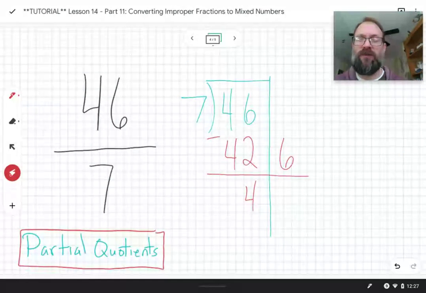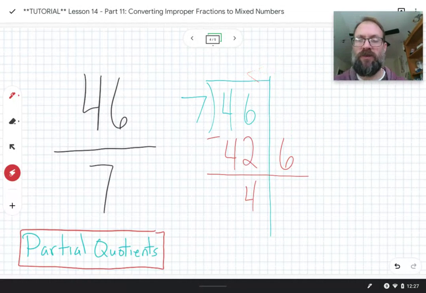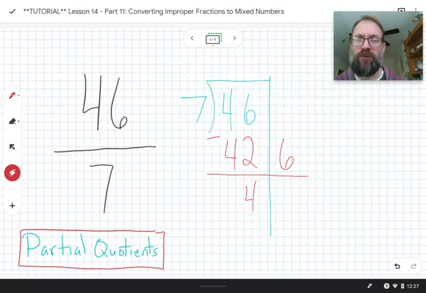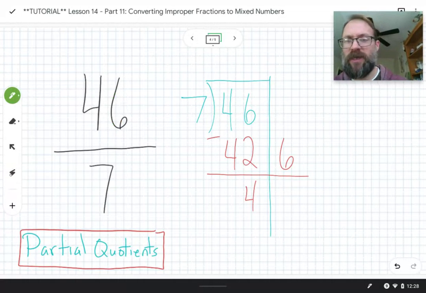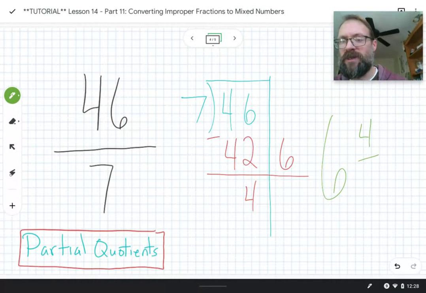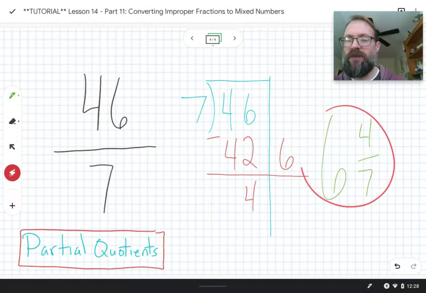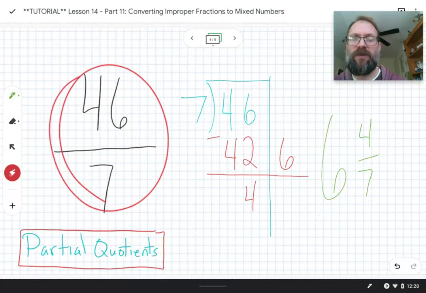So things look a little bit different. The 6 isn't up here as it would be for long division. But this is still our whole number answer. There's still 6 groups of 7 sevenths in 46. So let's go ahead and write our final answer as 6 and 4 sevenths. All right, this is the number of sevenths that are left over right here. That's what goes right there. 6 and 4 sevenths is equal to 46 sevenths.